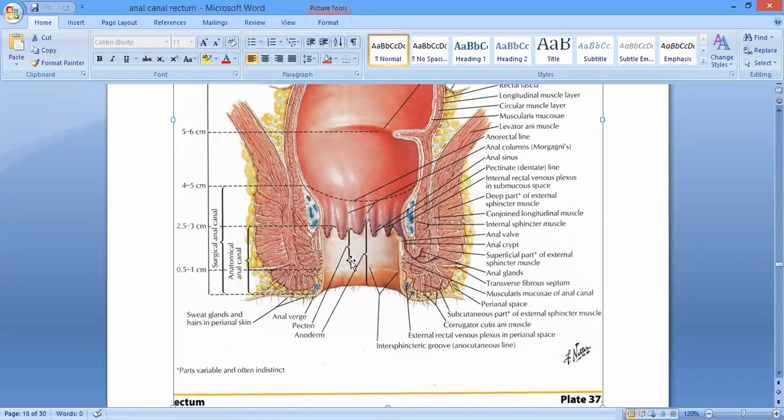ठीक है जी? Is it clear? यहाँ तक बात clear है जी? Yes, sir. Okay. Last वाला repeat कर दें. You mean pectinate line का जी?